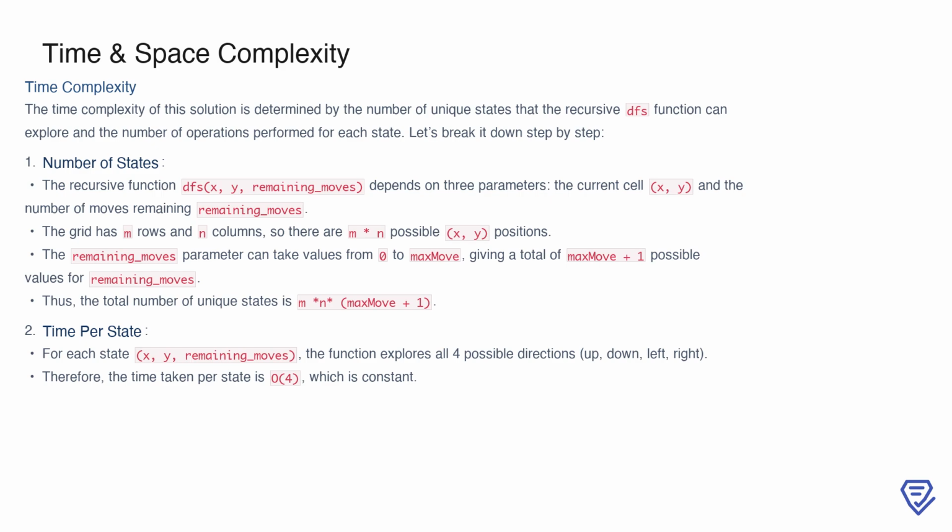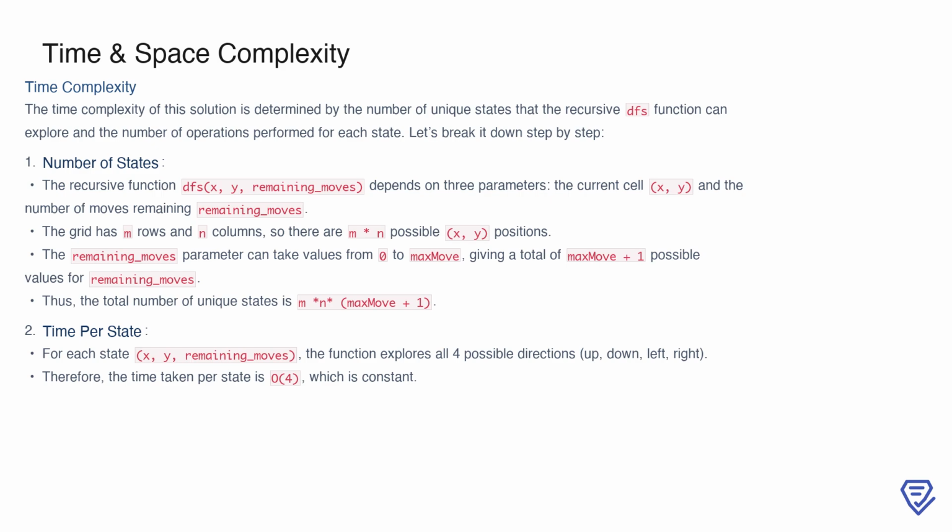First, let's consider the number of states. The recursive function depends on 3 parameters: the current cell, x, y, and the remaining moves. Since the grid has m rows and n columns, there are m * n possible positions for x, y. Additionally, remaining moves can range from 0 to max move, giving us max move plus 1 possible values. Multiplying these together, we get a total of m * n * (max move plus 1) unique states.